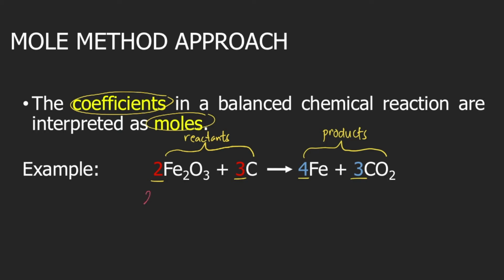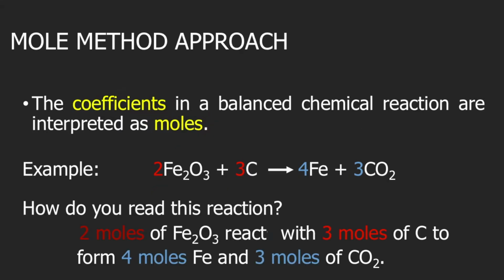So this means you have 2 moles of Fe2O3, 3 moles of carbon, 4 moles of iron, and 3 moles of carbon dioxide. So how do you read this reaction? That is, 2 moles of Fe2O3 react with 3 moles of carbon to form 4 moles of iron and 3 moles of CO2. So I want you to understand mole method approach by heart because this is the approach we will be using in all our problems about stoichiometry.